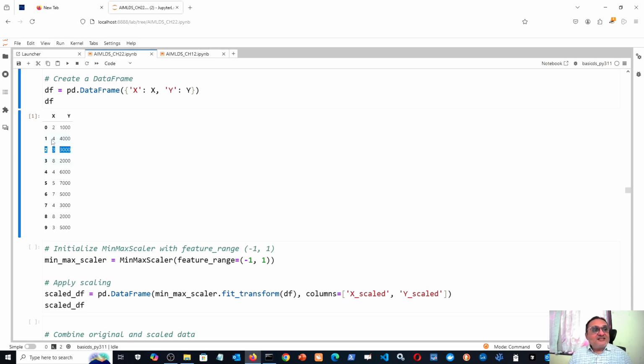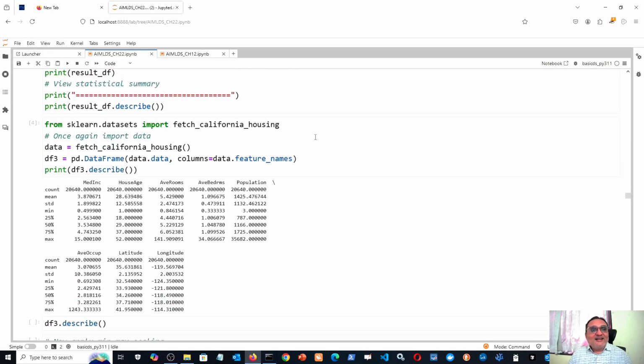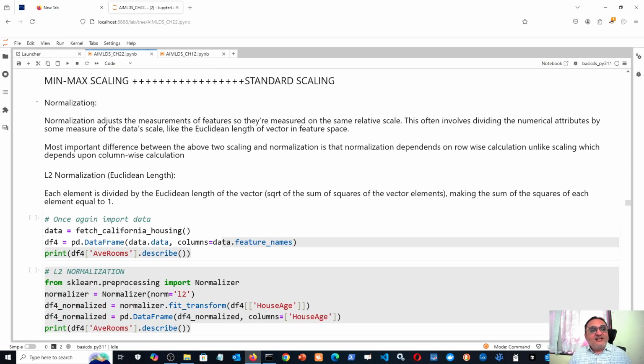So now in normalization, we will calculate the Euclidean length for the 0th row, the Euclidean length for the first row, the Euclidean length for the second row, and then we will divide each observation of the 0th row by the Euclidean length of the 0th row, each observation of the first row by the Euclidean length of the first row, each observation of the second row by the Euclidean length of the second row, like that. I hope it is clear what the most important difference between normalization and min-max or standard scaling is. Min-max and standard scaling are applied column-wise, while normalization is applied row-wise.